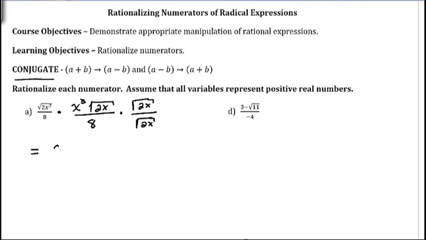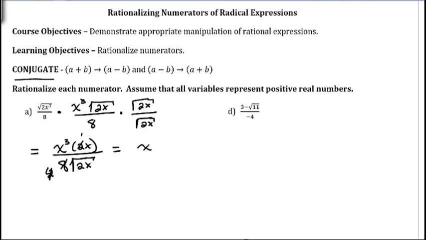So on the top then we have our x cubed, and then square root of 2x times the square root of 2x is just 2x. And on the bottom we have 8 times the square root of 2x. And 2 goes into itself once and into the 8 4 times, sorry. And so you can simplify that.